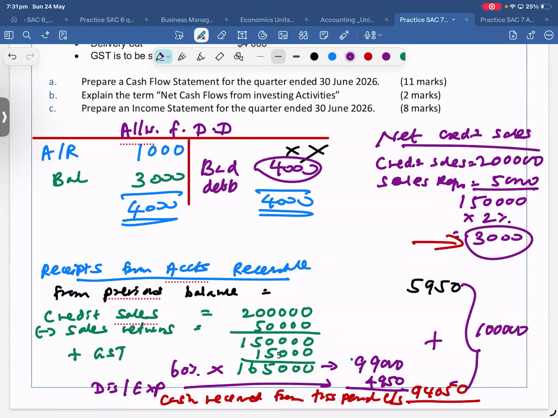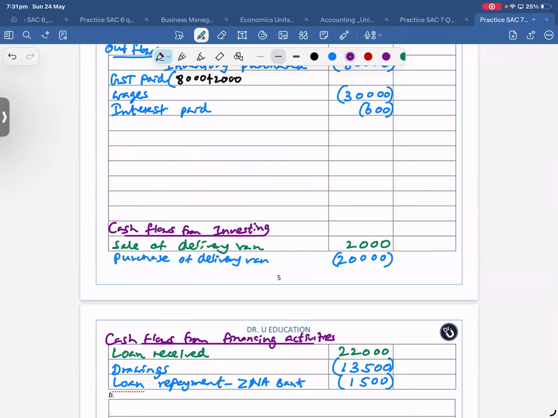Now somebody told me that bad debt was 1,000. No, it is actually 4,000. I didn't say it was you. Bad debt is 4,000. So then we can write it here.